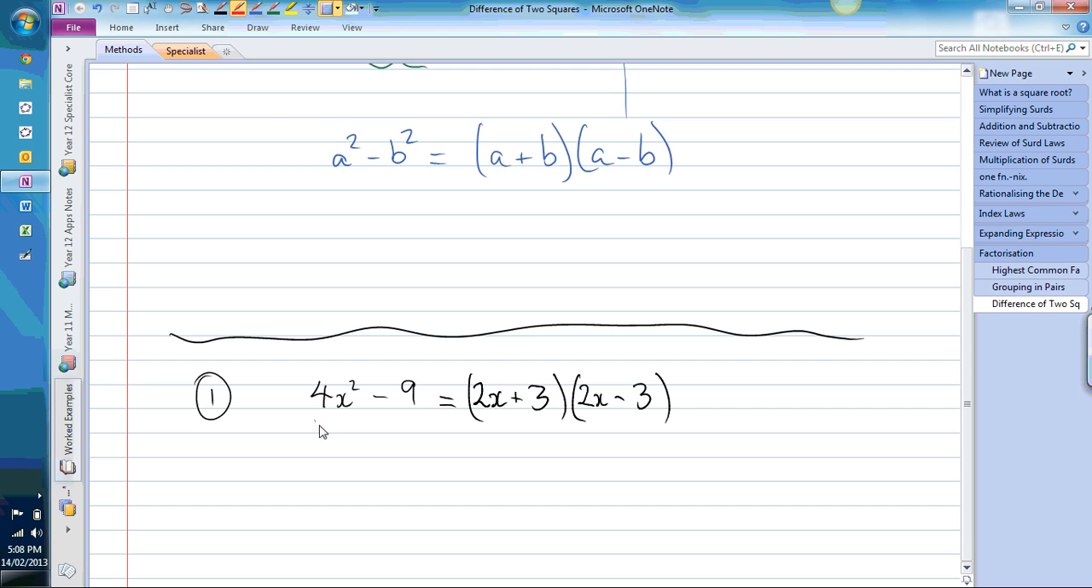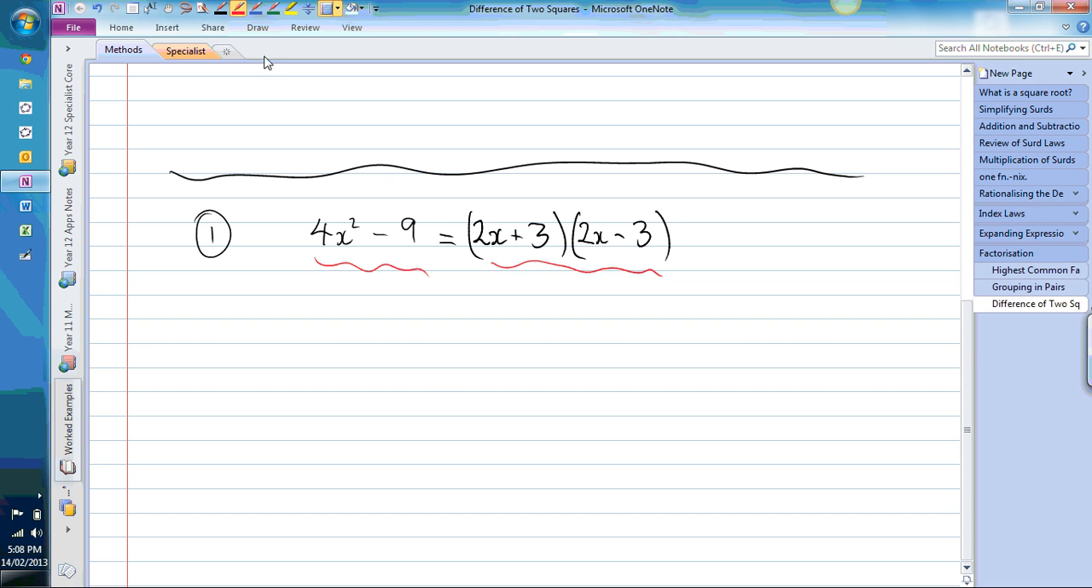I've gone from this form, the expanded form, into a factorized form. And we could check that this is correct by expanding the brackets again. So using my FOIL method, I could check this. I'll just tick it here to say that it is correct. But we could check it by going 2x times 2x is 4x squared. 2x times negative 3 is negative 6x. 3 times 2x is positive 6x. 3 times negative 3 is negative 9.